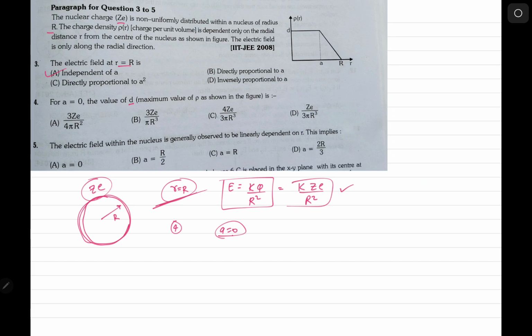So we need to find the value of density. You can see here there's a straight line, so first we'll write the equation of the straight line. Rho(r) will be equal to, this point is (R, 0), this point is (a, d). So we can write the straight line equation. Y minus 0 equals minus d by (R minus a) into (r minus R). We just simplified d by R minus a.